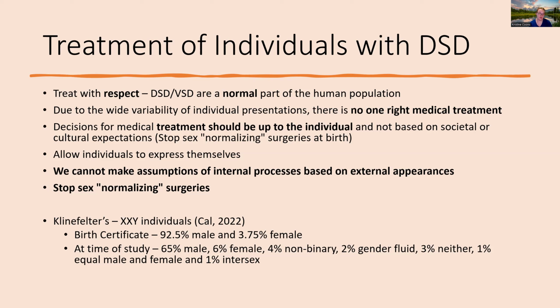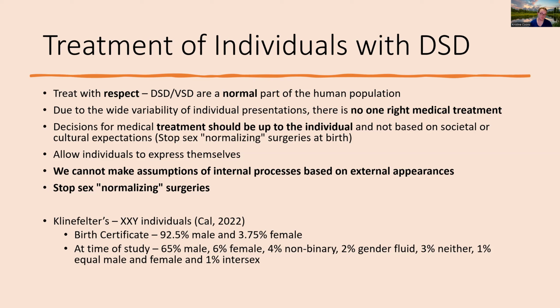But the survey also wanted to represent what was their identity in the midst of all this. So we're comparing their gender identity to their birth certificate and recognizing that there is a variation in how this works. 65% of them identified as male, 6% female, 4% non-binary, 2% gender fluid, 3% neither, 1% equal male and female, and 1% intersex. This, again, does not add up to 100%. So again, whether they didn't want to answer that question or not, it was up to them.